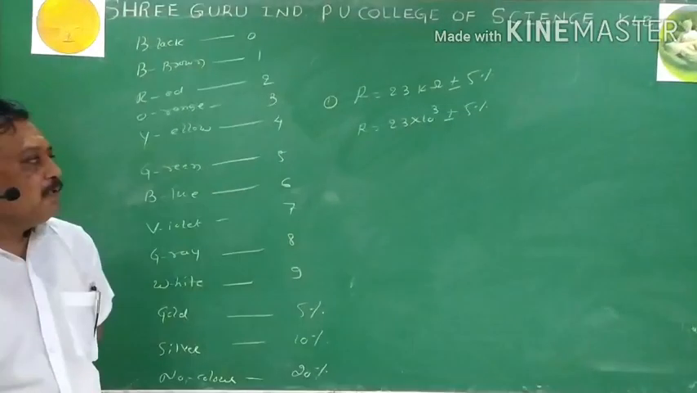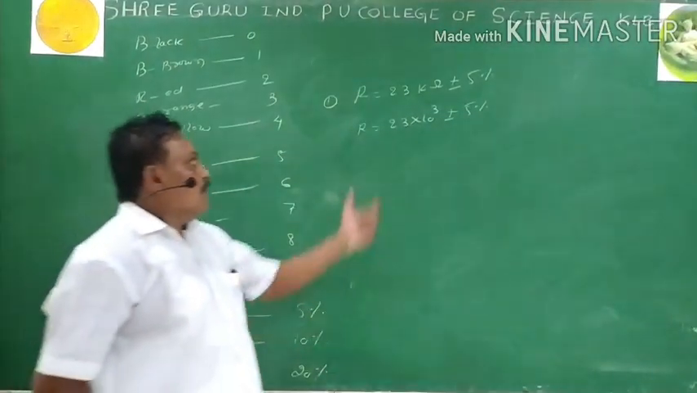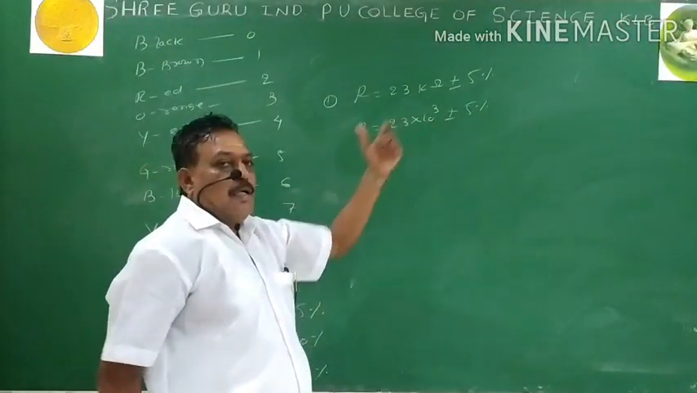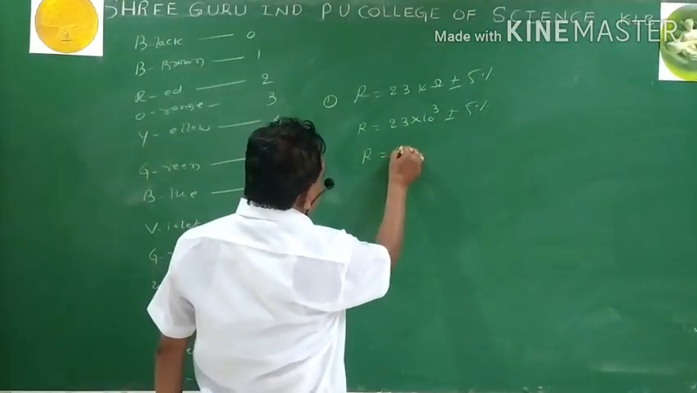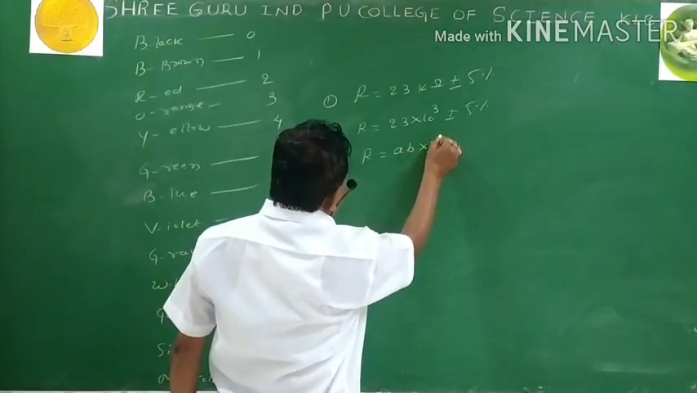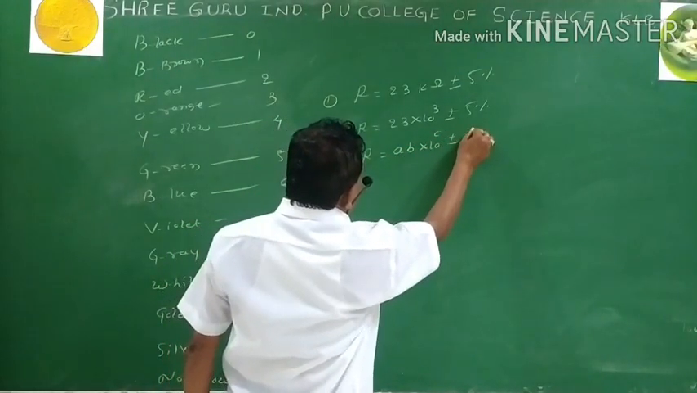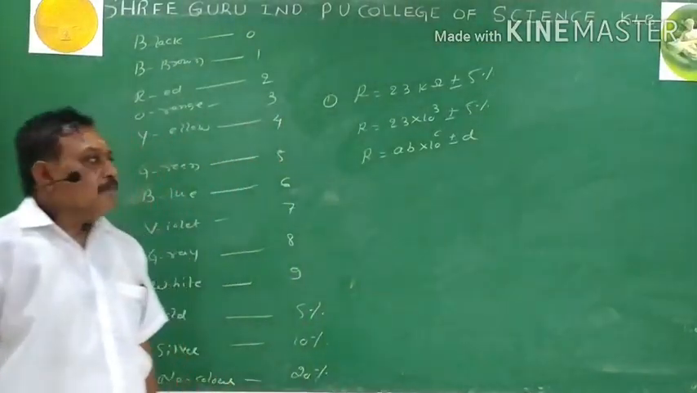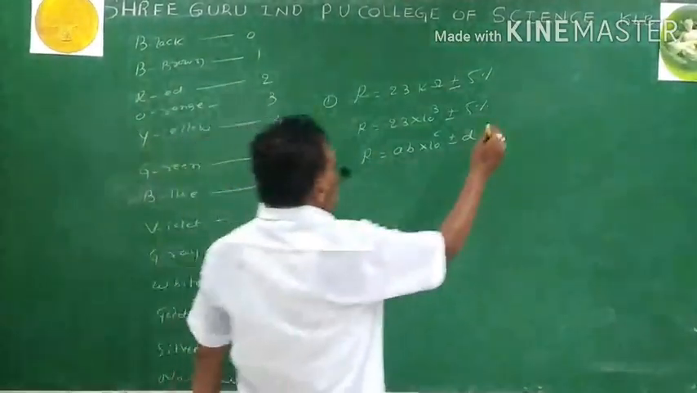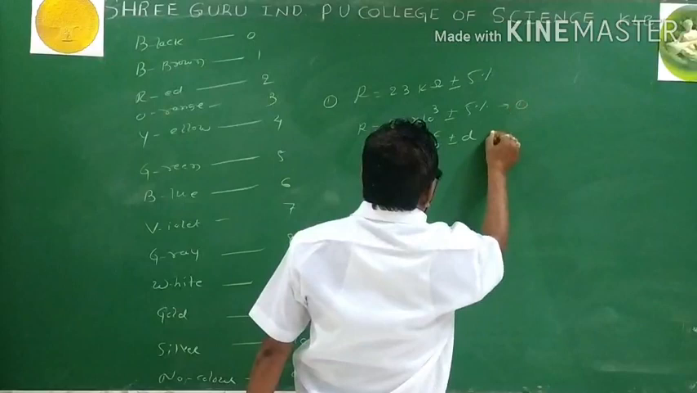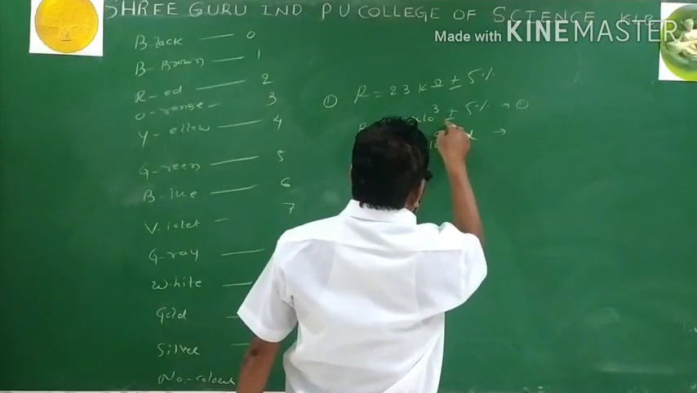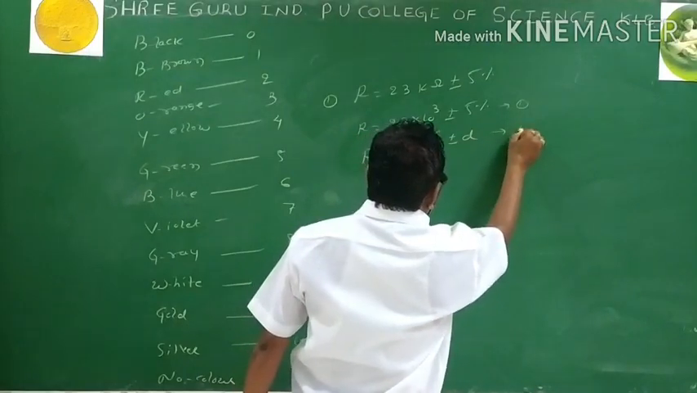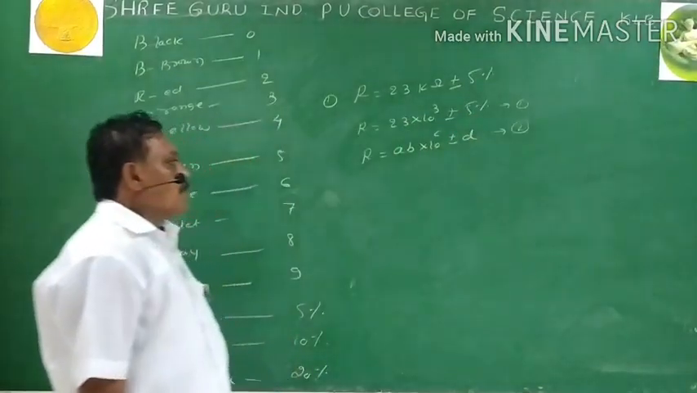What are the things that are given? We have written the same thing in a systematic manner. Now I go for the equation. What is the basic equation to calculate the resistance? R equals AB into 10 to the power of C plus or minus D. By comparing these two equations, the given resistance made in equation form and this standard equation to calculate the resistance, I compare both.